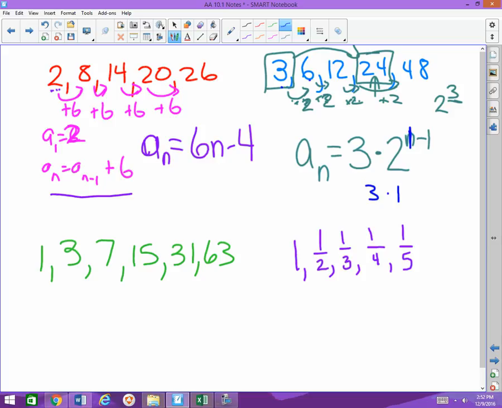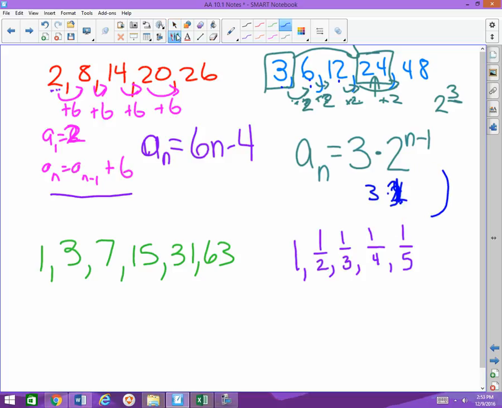If you go to the second term, you'd put a 2 there, and 2 minus 1 is 1, and 2 to the first is 2, and 3 times 2 is 6. Going to the third term, 3 minus 1 is 2, and 2 squared is 4, and 3 times 4 is 12. And so that particular sequence is defined by 3 times 2 to the n minus 1.